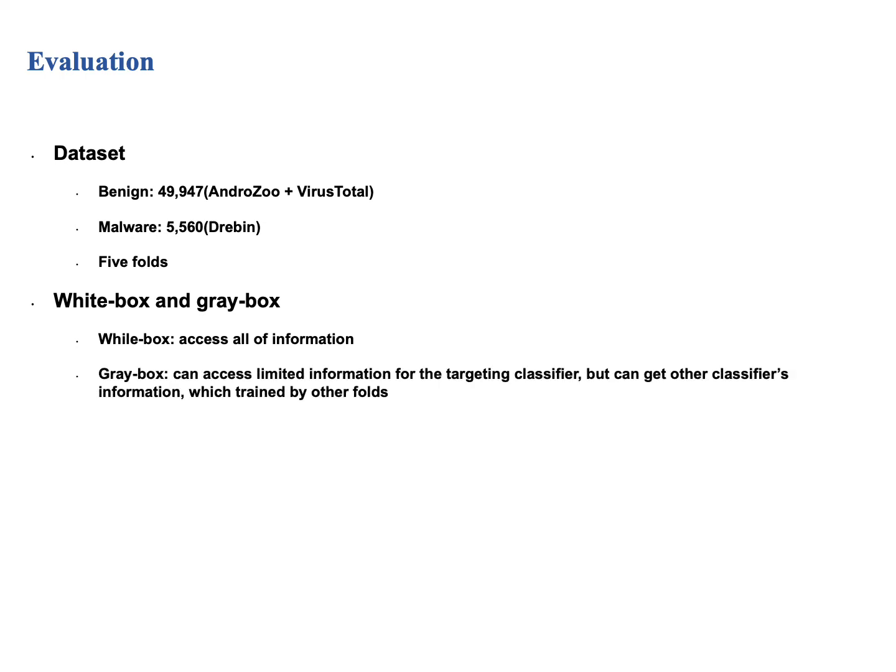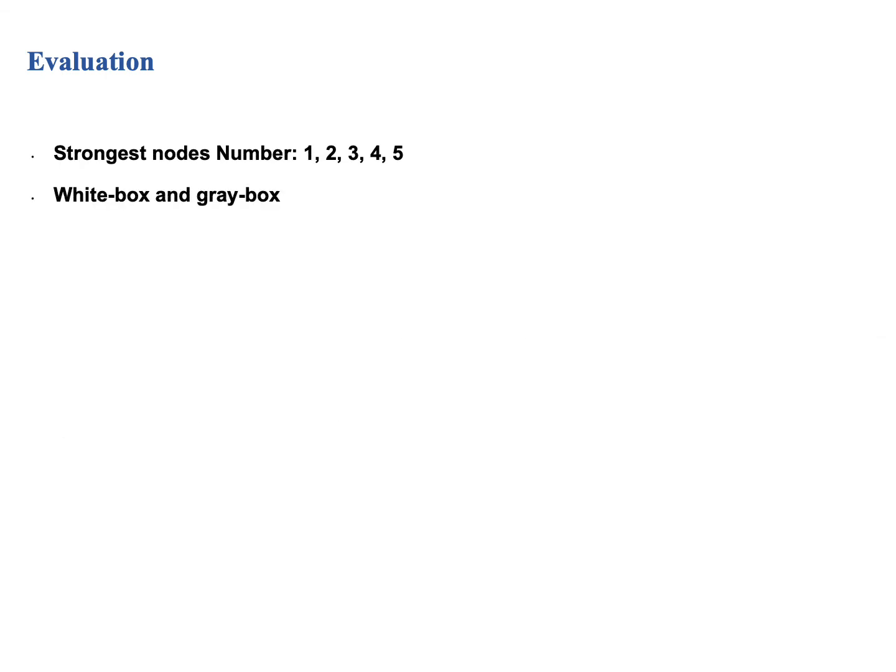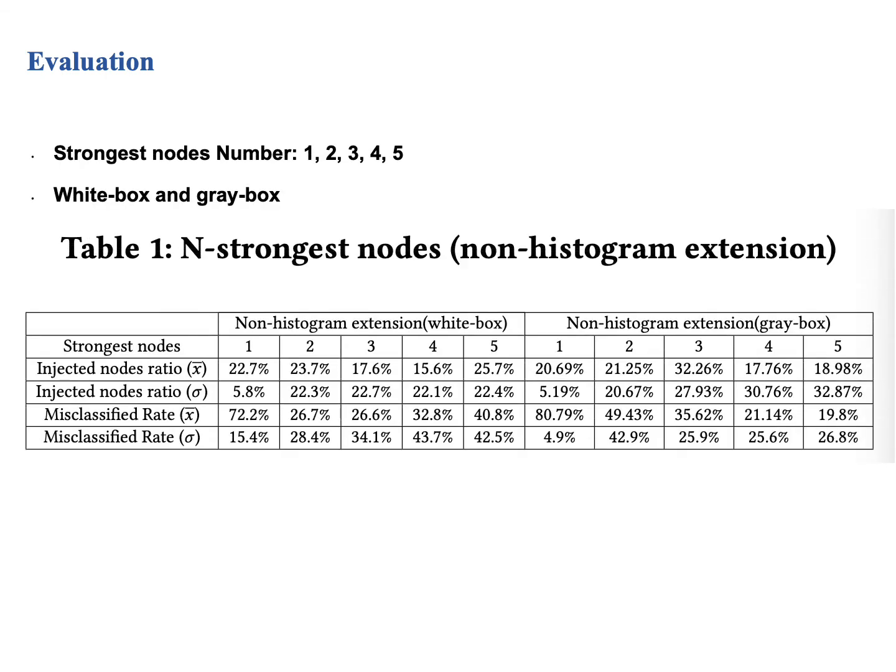In our work, we use the white box setting and also the gray box setting. White box setting means that we can access all of the information of the classifier, and gray box setting means that we can only access limited information for the target classifier, but can get another classifier's information, which was trained on other folds. Of course, in our work we have 5 folds. We also evaluate the histogram extension and the no histogram extension situation. Here, for the n-strongest node, we test 5 nodes and use the white box setting and the gray box setting.